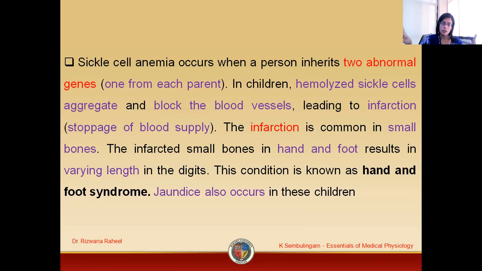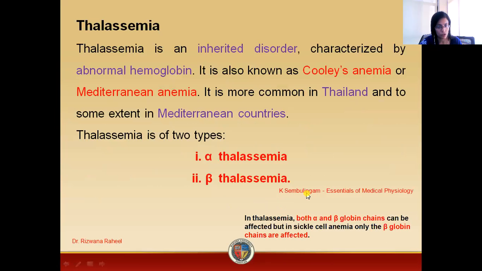So, this condition is called the hand and foot syndrome. As we know, there is destruction of RBCs. So, we know whenever there is destruction of RBCs, there is release of bilirubin. So this bilirubin can result in jaundice in these children, in these patients. Now, this was all about the sickle cell anemia.